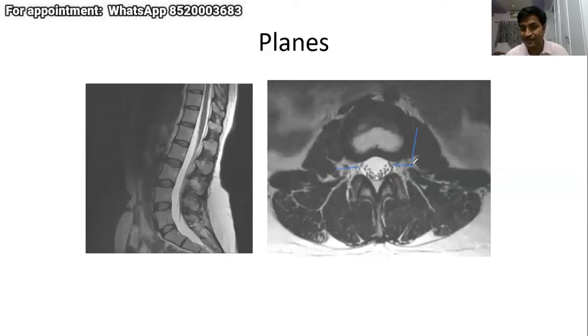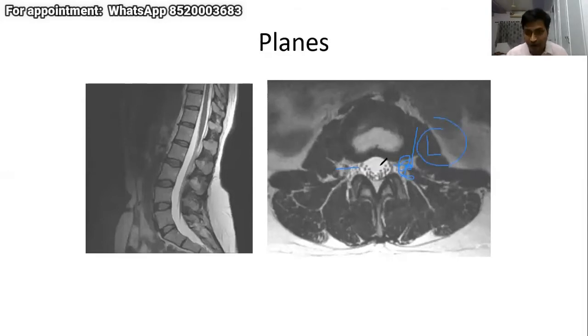This one which I'm marking now, is it right or left? Where my cursor is, I'm drawing a circle here. So is this the right nerve root or the left nerve root? Left, sir. Is everyone sure? The MRI is opposite of your body. So this is the left one.